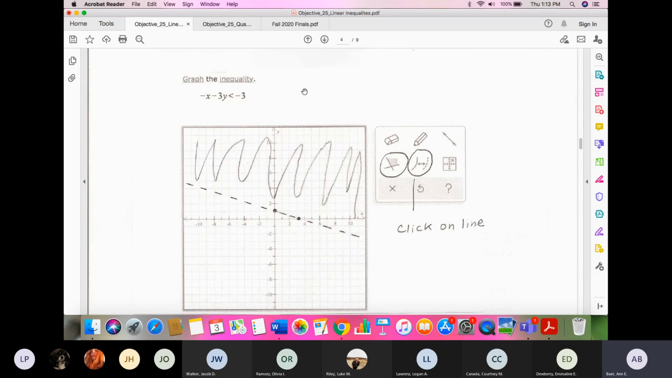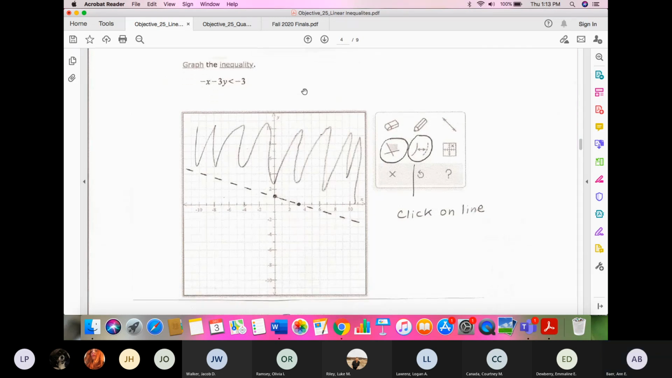So anyway, let's look at this topic. Another topic here, a separate one. Let's look at graphing this inequality: negative x minus 3y less than negative 3. The process is exactly the same as we have been using. Find the boundary first, and then determine which region to shade.